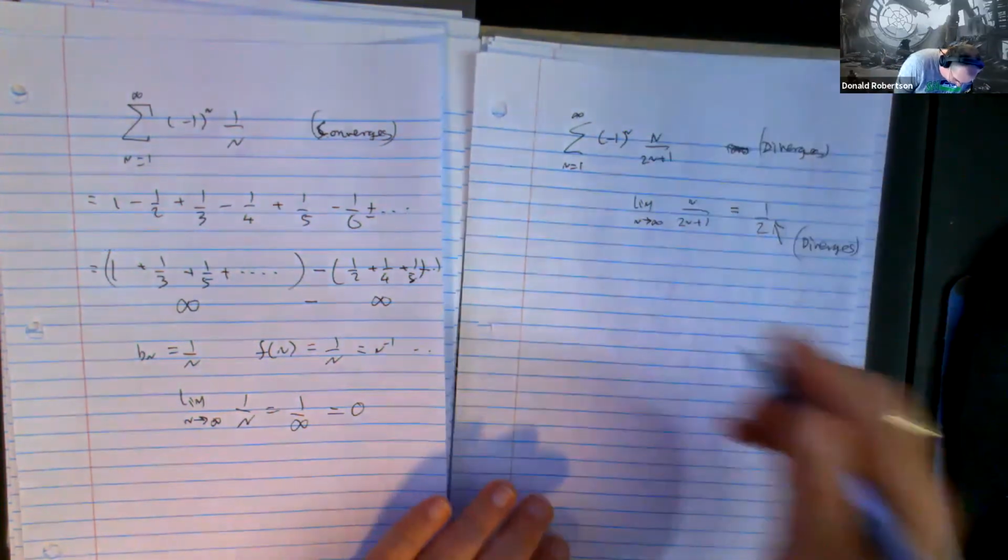So wait, if the 1 over n series is an alternating series, it converges. But if it's not, then it diverges. Yes. Is that something that feels wrong? Yeah, it's counterintuitive to me. But I can understand why it is. Let's just write them down.